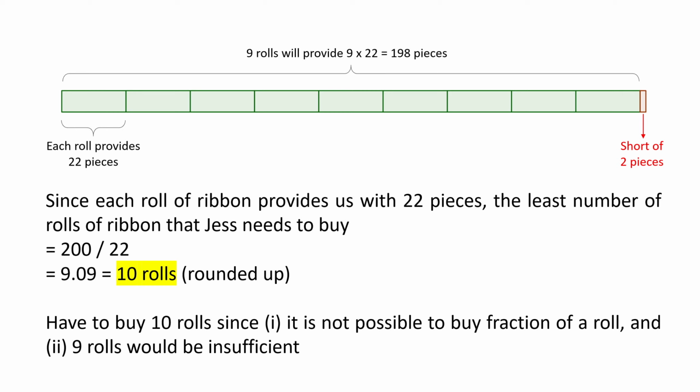rows would be insufficient. From the block diagram, we can see that each row provides 22 pieces. If we only buy 9 rows, which is represented by the green portion, this will provide us with only 198 pieces of ribbon. Since we need 200 pieces, we will still be short of 2 pieces. So therefore, we have to buy an additional row, and that will be 10 rows in order to have 200 pieces of ribbon that Jess requires.